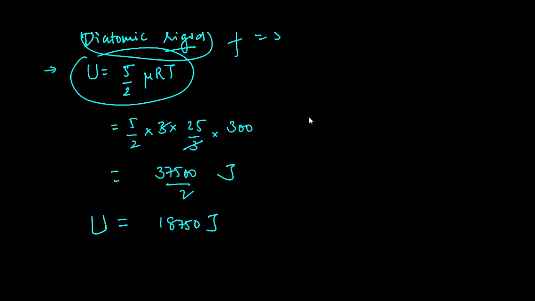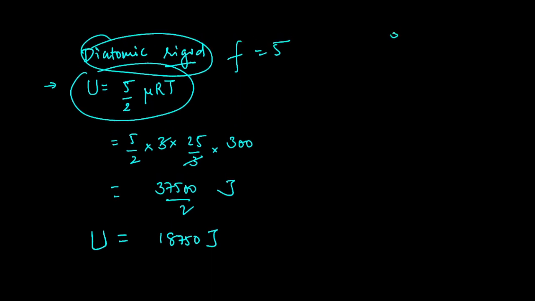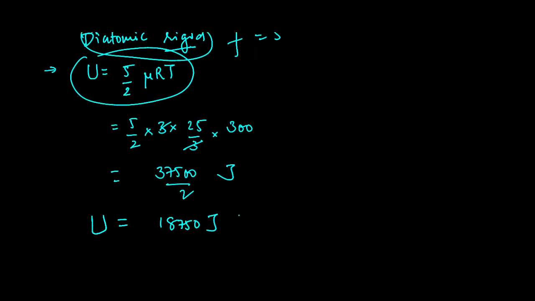Okay, right? If you would have taken 8.314, you get a slightly different answer. No problem with that. In short, you can say that this is 1.88 into 10 raised to 4 joule. Fine. So this is about internal energy.